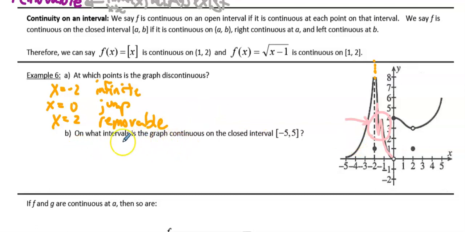Okay. So it says, on what intervals is the graph continuous? On the closed interval from -5 to 5. Well, -5. So basically it's just everything but these two values, right? It's -5 to 5. Now, this is where students start yelling and asking, why are you not putting brackets here and here?